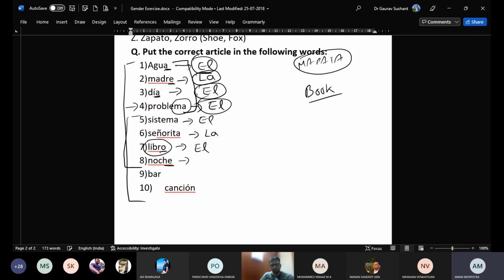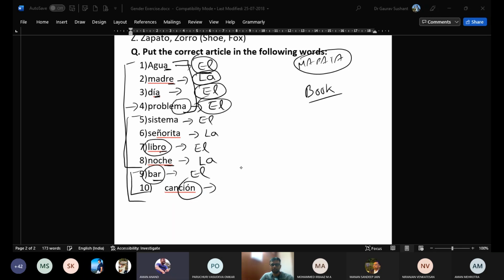And Noche. Sir, La Noche. Exactly. So this is La Noche. Fine. The last two, I'm telling you, it is El Bar. Like the loner's rule is being applied here. And the last one is canción. Can anybody tell me what you think it is? Song. Masculine or feminine? Oh, okay. El canción.